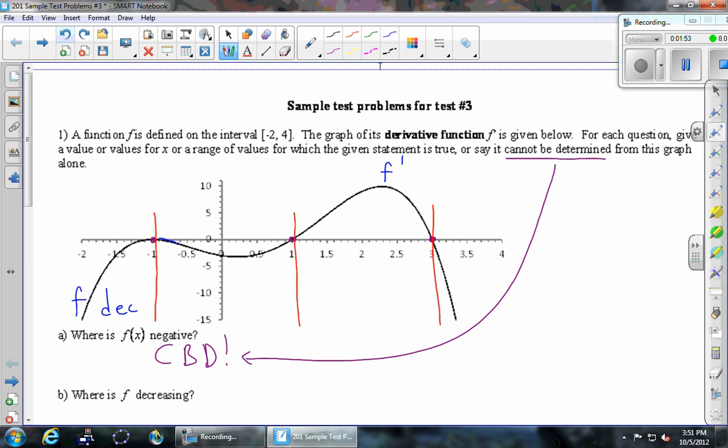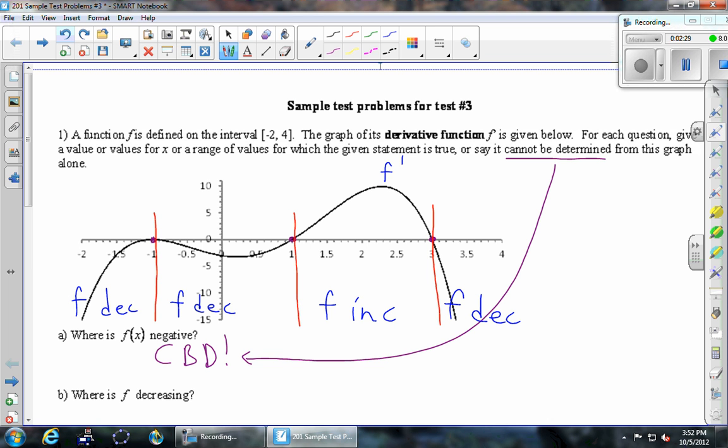Let's look in the next space. All of this, what kind of numbers are these for f prime? Again, those are negative. So again, what is f doing? F is decreasing. These numbers right here are what kind of numbers for f prime? Those are all positives. So if f prime is positive, what is f doing? F is increasing. And then finally, at the end of this trip, what kind of numbers are those for f prime? Those are negatives. So if f prime is negative, what is f doing? F is decreasing.